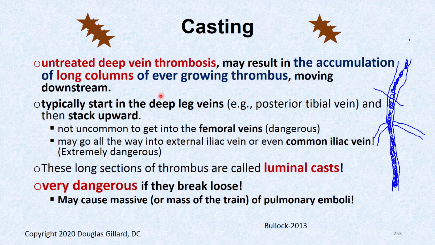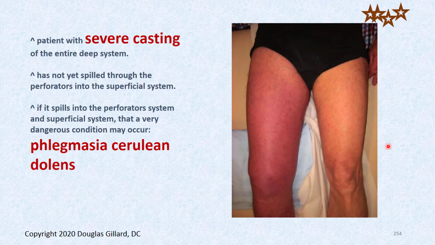A lot of times they don't make it through the heart. They get stuck in the heart. We'll look at saddle embolisms here in a minute. If they make it through the heart, they bomb the lungs with sometimes hundreds of pieces of emboli. And it can destroy the lungs if it's bad enough, and it can kill you. So that's called casting. Very, very dangerous. Okay, those are luminal casts. Super dangerous.